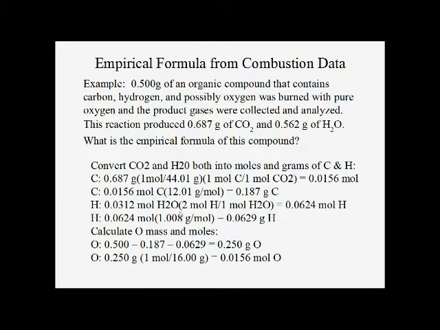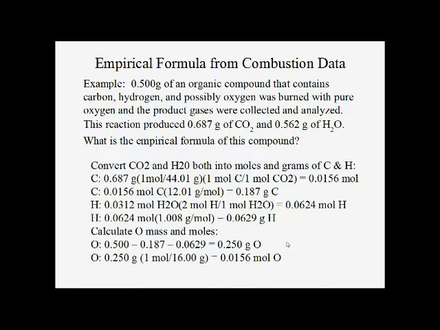In this case, we have 2 hydrogens in 1 water, so we multiply by the ratio of 2 hydrogens to 1 water. That gives moles of hydrogen, 0.0624 moles of hydrogen. Multiply by the atomic mass of hydrogen, and we end up getting the mass of hydrogen, 0.0629 grams of hydrogen. To figure out the oxygen in the compound, we take the original mass, 0.5 grams, and subtract the mass of carbon and the mass of hydrogen, leaving 0.25 grams of oxygen. We divide by its atomic mass, and we get the moles of oxygen, 0.0156 moles of oxygen.